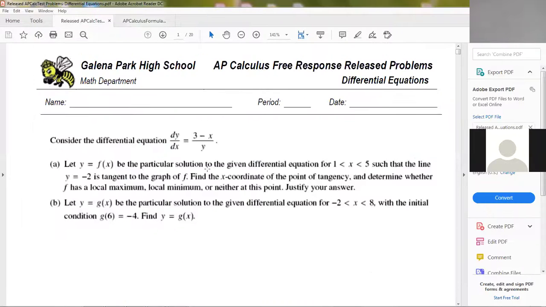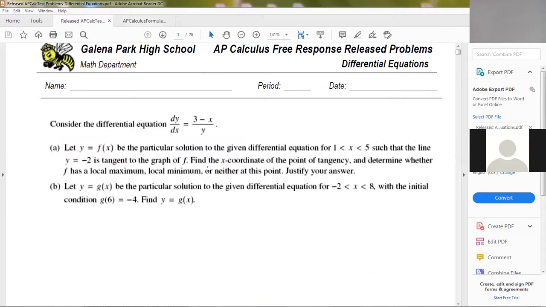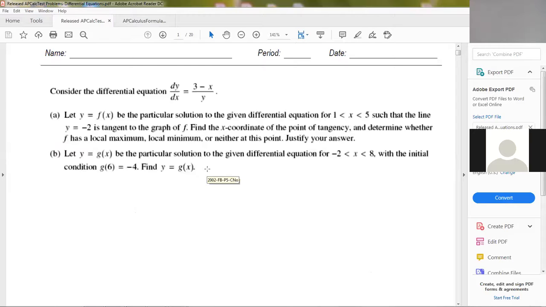Okay, today we're going to do differential equations, right? So the assignment is right here. It is the release problems you have in the binder. Consider the differential equation dy/dx = (3 - x)/y, right? So we have dy/dx is (3 - x)/y.